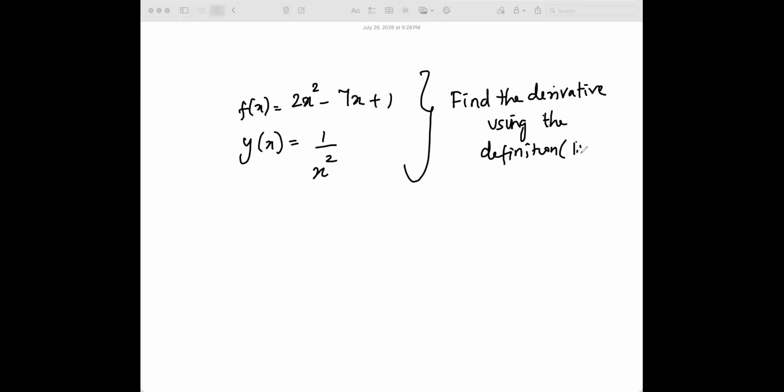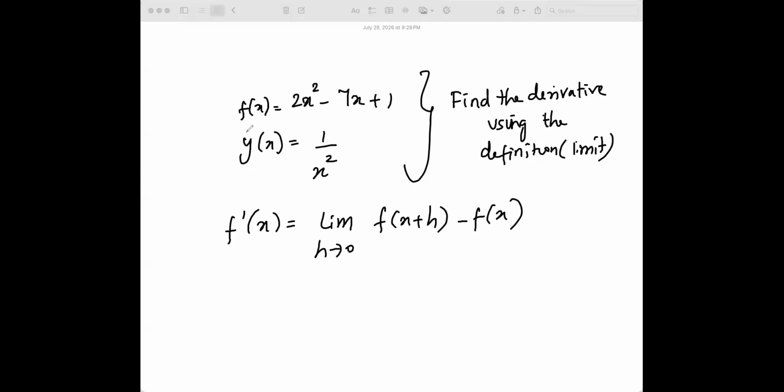Meaning you're going to use limits. What is the definition of derivative? f dash of x is equal to limit h tending to 0 of f of x plus h minus f of x, divided by x plus h minus x. You're going to first find f of x plus h for the first function, and f of x is already given. You're going to plug this in, and get the answer for f dash of x for 1 and 2.